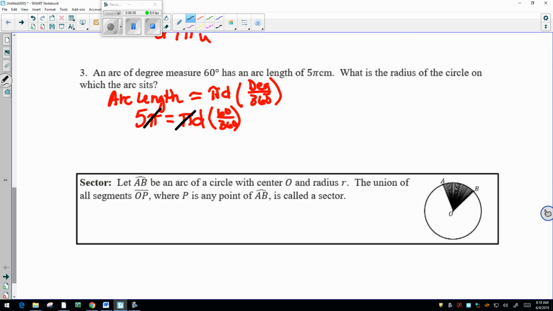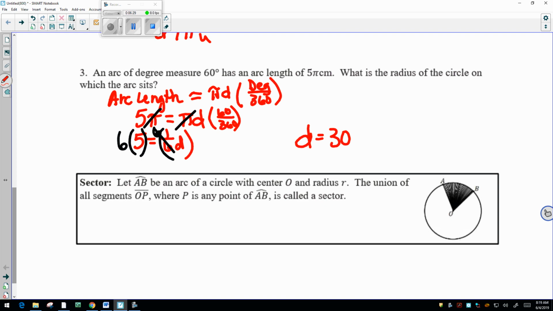First things first, I notice that my pi's are going to divide out. That's good. I can take 60 over 360 and reduce that to 1/6, and now I have times my diameter. To get rid of that 1/6, think multiply by the reciprocal, so multiply over here by 6. Now we know our diameter is 30, but I only want the radius, so I need half of that. So your radius is 15 centimeters. That's a different way to use your arc length formula, solving for a different variable versus just the arc length.